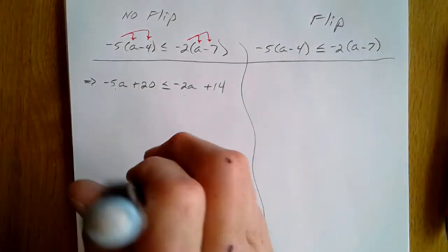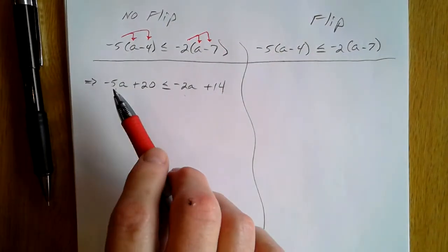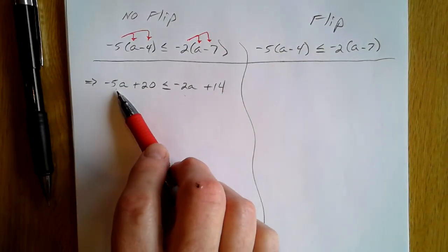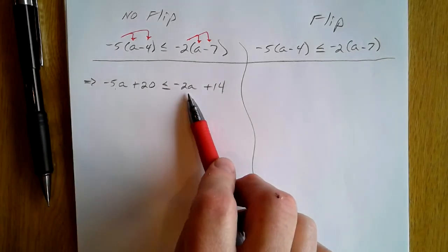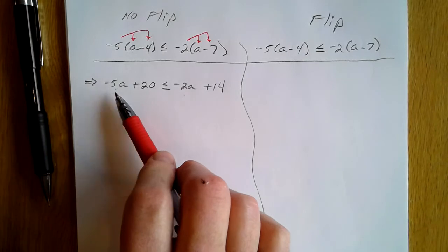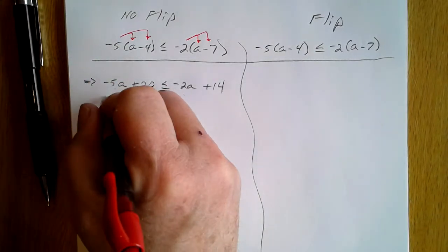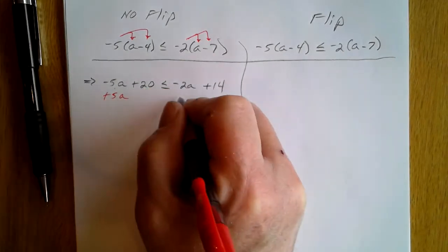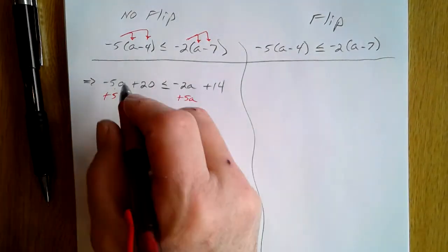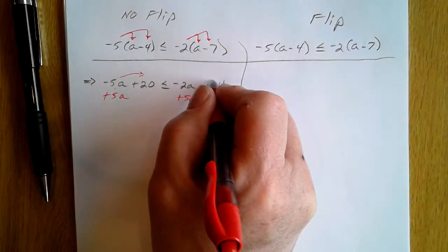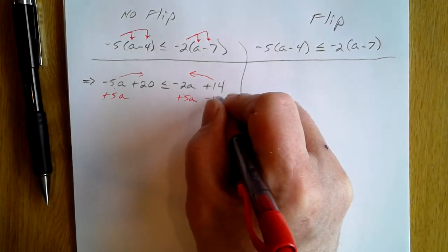Okay, so let's make our next move. Typically, we like to move our variables to the left, but I'm going to move the smallest variable. Now, you might wonder, why is -5a smaller than -2a? Because it's left. -5 is left of -2, which makes it smaller. So I'm going to add 5a to both sides. And since I'm moving the variables over there, I'm going to move this constant over there to the other side.